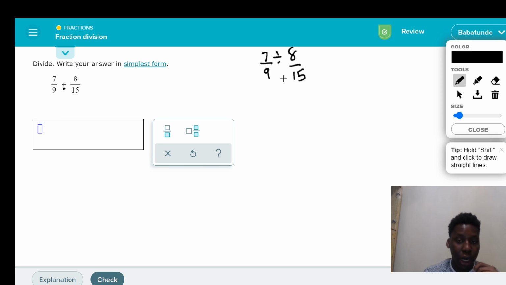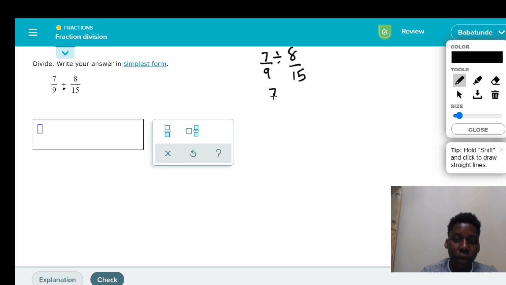The next step is to change this division to multiplication, because most times it gets confusing when people are working with division only. We just want to work with multiplication because it's easier and more people use it.